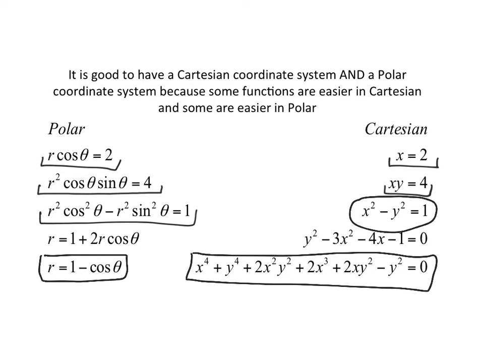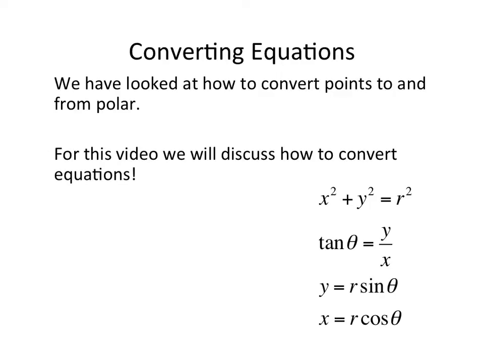So again, we're going to learn how to convert back and forth. How do we take something that is polar and turn it into Cartesian, and something that is Cartesian and turn it into polar equations? Whenever we're converting equations, just like converting points, we want to use the same four basic formulas. The four basic formulas that we've used so far are x squared plus y squared equals r squared, tangent theta equals y divided by x, y can be replaced with r sine theta, and x can be replaced with r cosine theta.